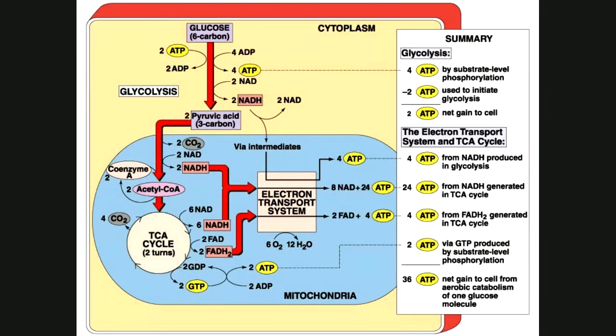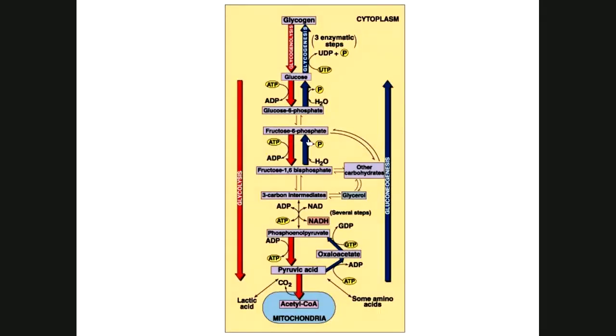Here's another view, kind of putting it all together, pointing out that we really only get 2 from glycolysis, and then over here we only get 2 from TCA, and then we're going to get most, 32, from our actual electron transport system. Again, here's another view taking glucose and breaking it down to pyruvic acid. You can see that arrow shows us glycolysis. But here we've got an opportunity to put in amino acid.